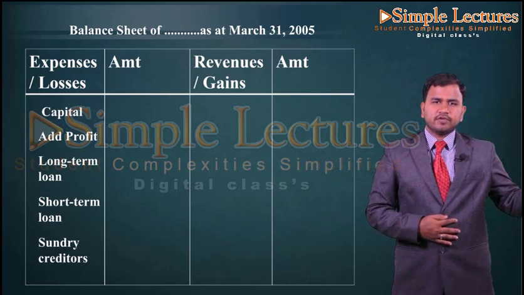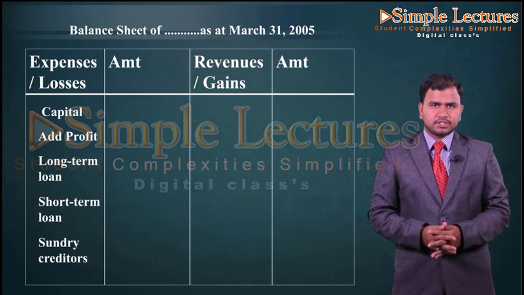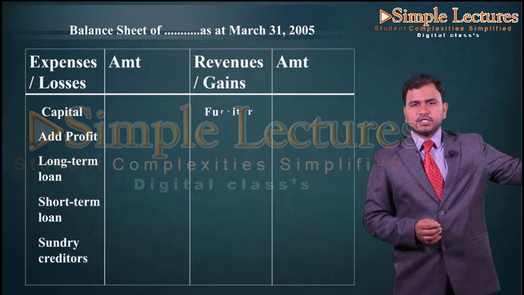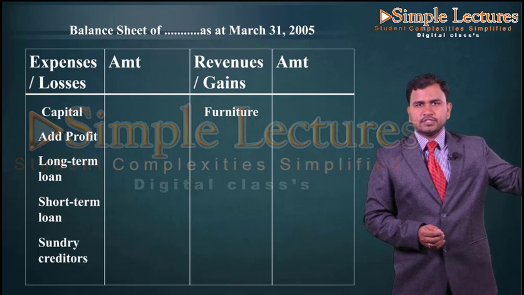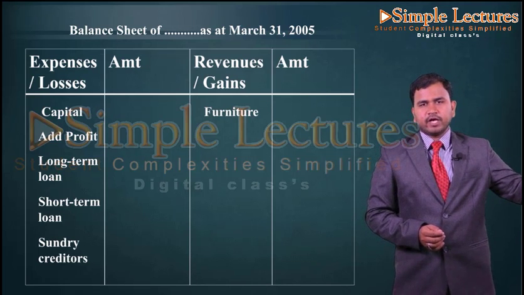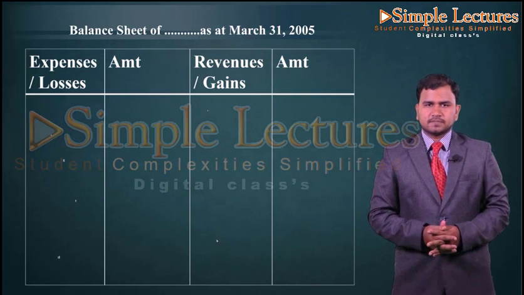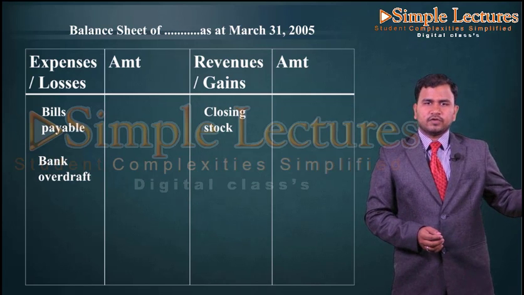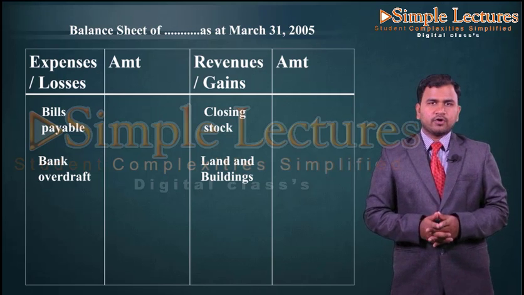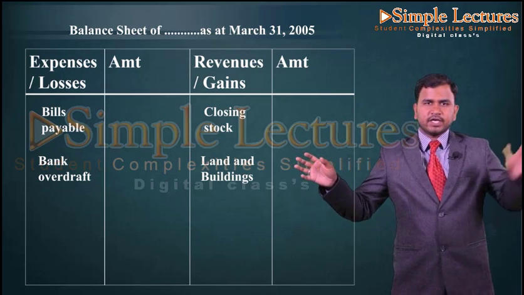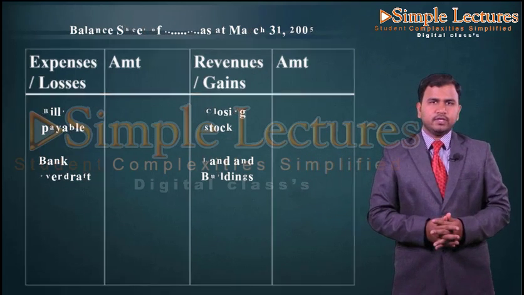And on the other side we have assets, where we are going to show all the assets which we have in the organization. It might be furniture, plant and machinery, building, motor car, motor van, whatever it is, it will be in the assets. Then we will have cash balance or bank balance, then goodwill, then sundry debtors, closing stock, then land and building. So these are the entries which we are going to record in the balance sheet in the liabilities side as well as in the assets side. At the end of the account, both side totals should be the same.